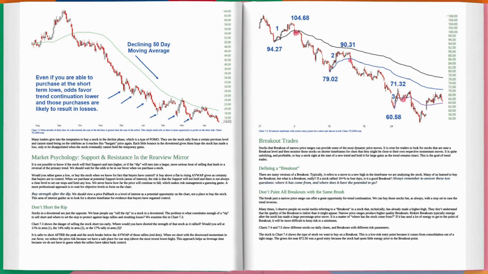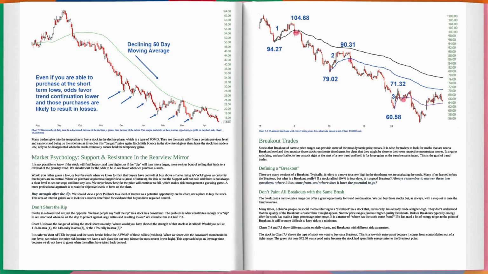A buy above a flat to rising AVWAP gives us certainty that buyers are in control. When we purchase at potential support levels, areas of interest, the risk is that the support will not hold, and there is not always a clear level to set our stops and limit any loss. We never know how far the price will continue to fall, which makes risk management a guessing game. A more professional approach is to wait for objective levels to form on the chart and buy strength after the dip. We should view a price pullback to a level of interest as a potential opportunity on the chart, not a place to buy the stock. This area of interest guides us to look at a shorter time frame for evidence that buyers have regained control.